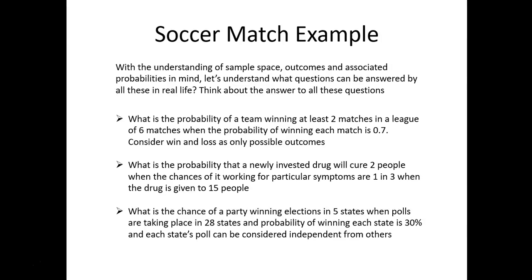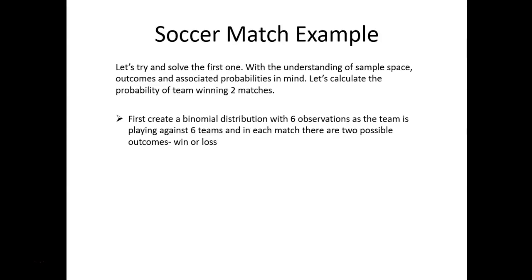So let's try and solve this first one with an understanding of sample space. The first problem is: in a league of 6 matches, winning at least 2 matches. So basically there are 6 coin tosses, and out of that at least two should be heads. So there can be 2, 3, 4, 5 or 6 heads, and the probability for each is 0.7. So how do we do this? First, create a binomial distribution with 6 observations.